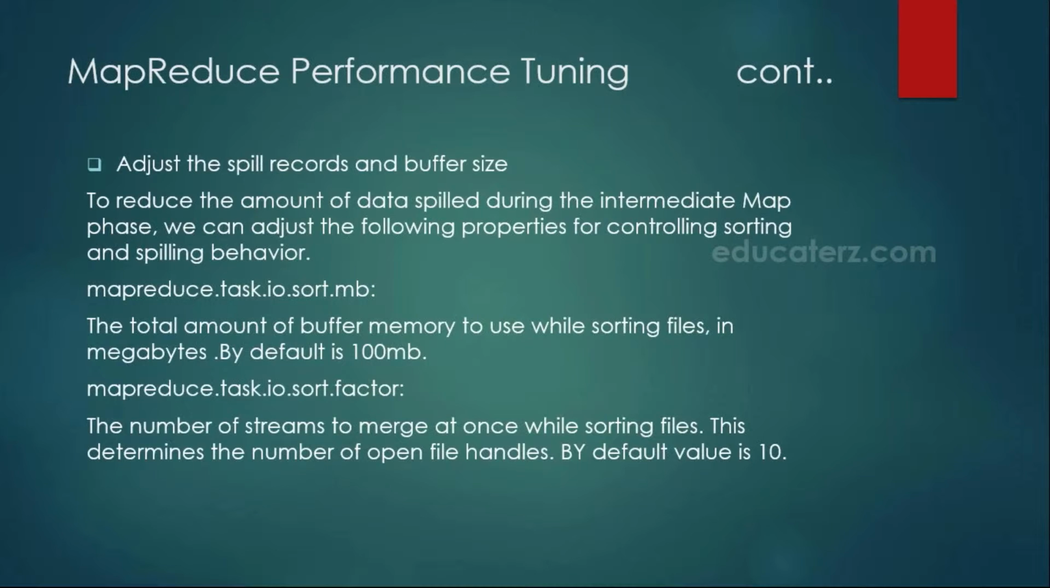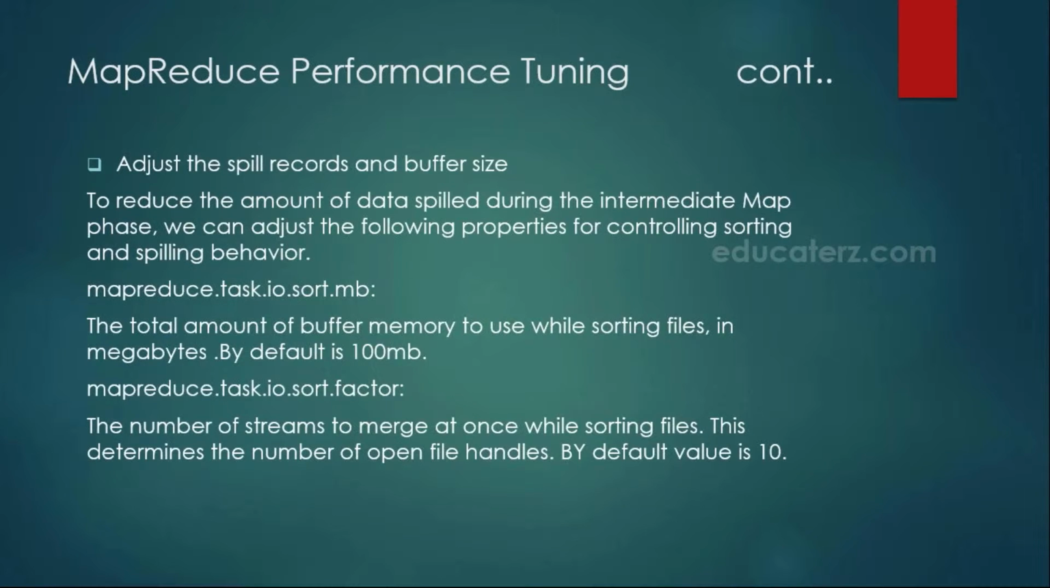So what exactly does io.sort.mb mean? Whatever value you are setting here is the amount of buffer memory. That is the buffer size; 100 MB is the buffer size that is going to be used to sort your files.